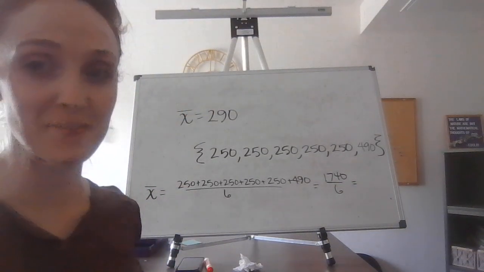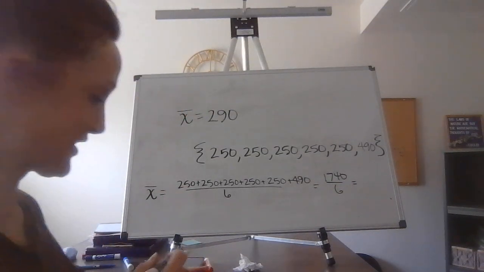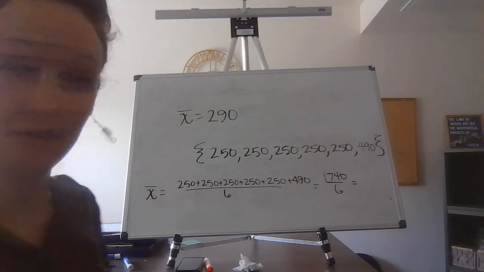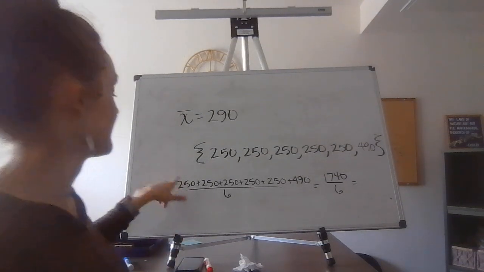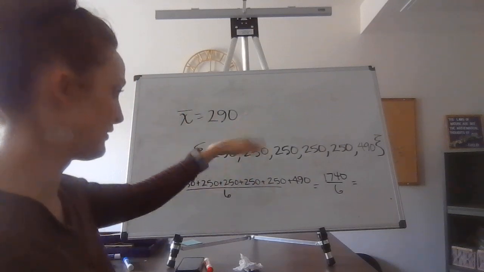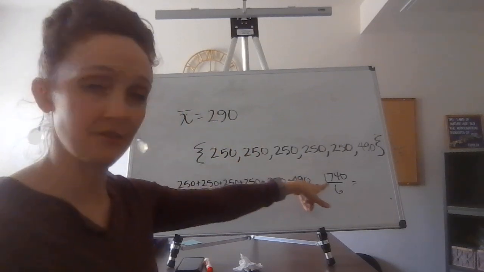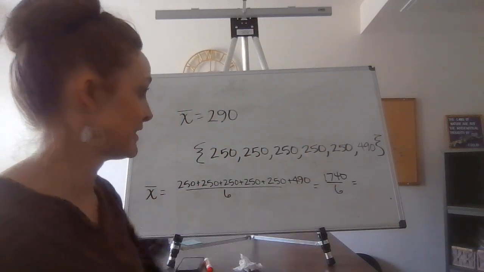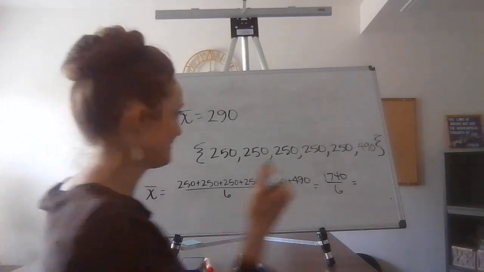Go ahead and take a minute and prove it to yourself that this actually works. I went ahead and calculated the mean this way. So I've got 5 250s, that's 1250, plus 490, and you get 1740. Divide that by 6, it's 290.